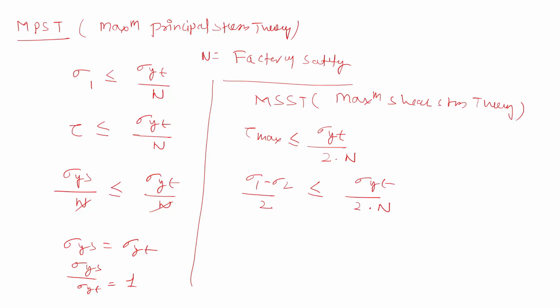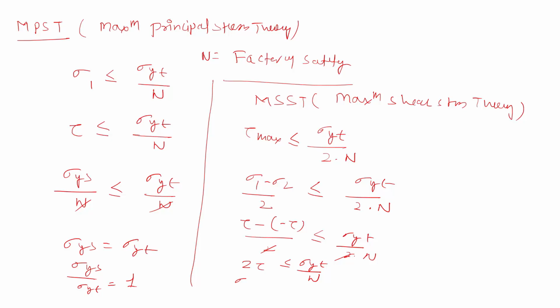So in this case, we know that sigma 1 is tau and sigma 2 is minus tau, divided by 2, sigma yt over 2n. So this 2 will cancel out with this 2, and we can say this is 2 times tau is equal to or less than sigma yt over n, and this tau is sigma ys over n.